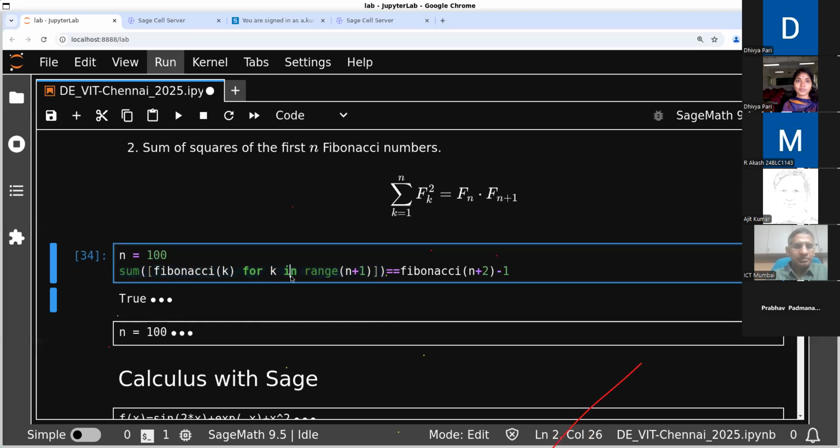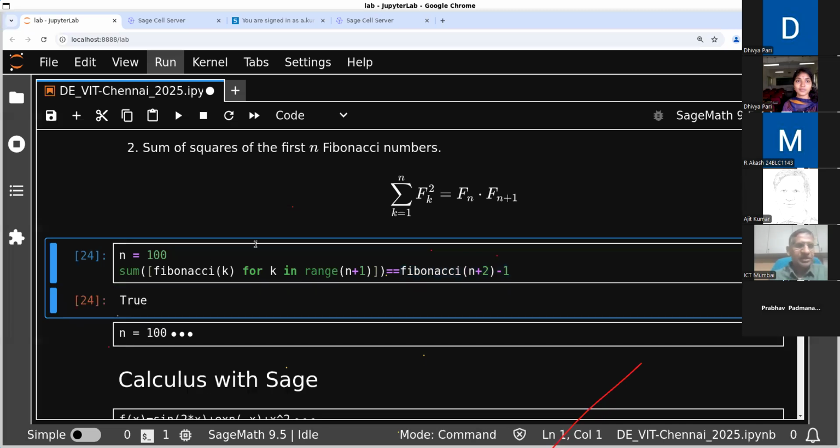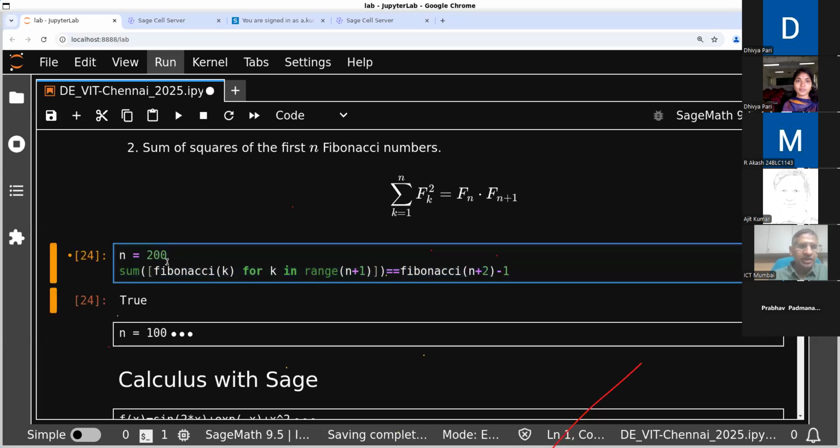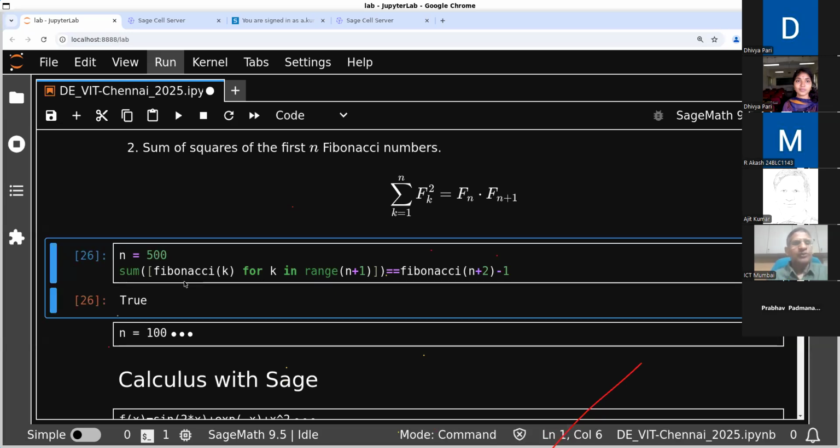This is a list comprehension, right? This is what you must have learned in Python. The left hand side is the sum of the first n Fibonacci numbers, and I'm checking whether that is equal to f_(n+2) minus 1. When I run this, it tells me it is true, right? And this I can do with any n. Even if I put, for example, 200, it may take slightly more time, but it will work. If I put 500, still it is working. If you take n very large, it will take more time, but it will work.